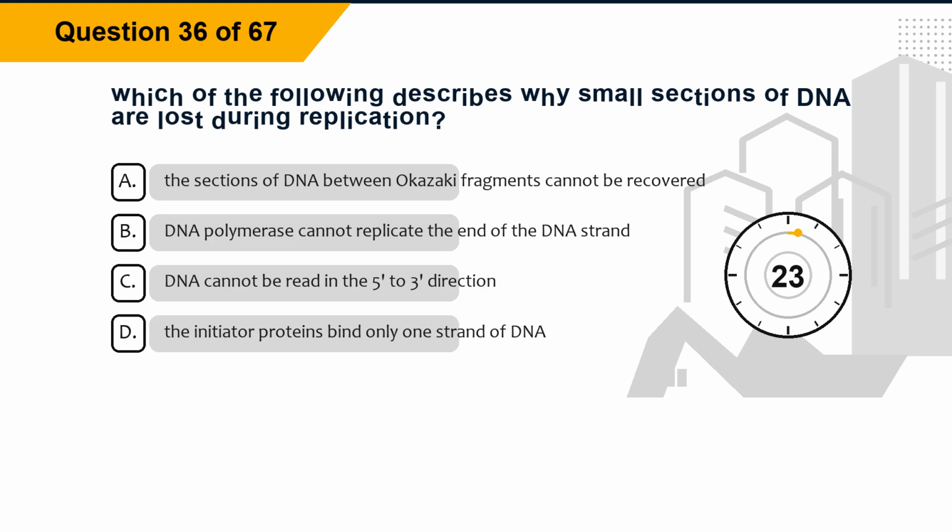Question 36. Which of the following describes why small sections of DNA are lost during replication? Option A, the sections of DNA between Okazaki fragments cannot be recovered. Option B, DNA polymerase cannot replicate the end of the DNA strand. Option C, DNA cannot be read in the 5' to 3' direction. Option D, the initiator proteins bind only one strand of DNA.